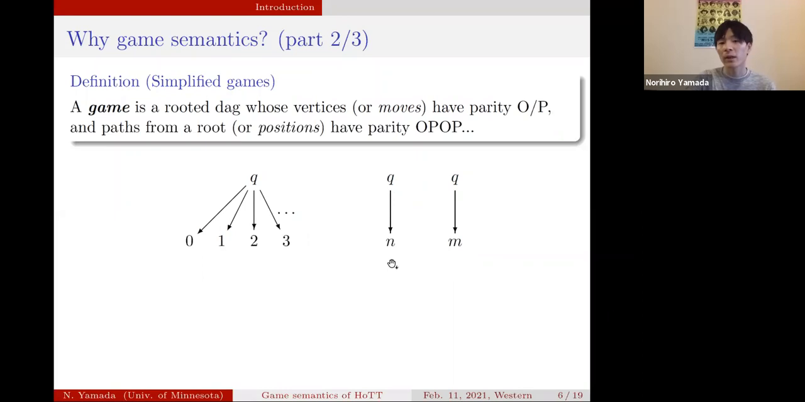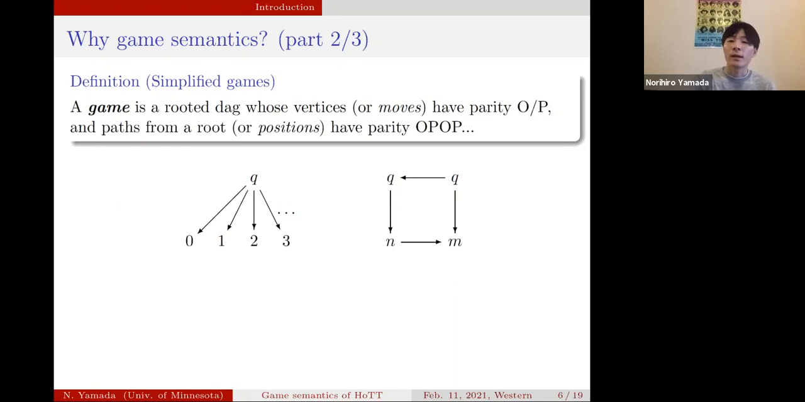Finally, we add an additional edge from every opponent move in the codomain to every player move in the domain, so this one in this case. And similarly, from every opponent move in the domain to every player move in the codomain, we also need to add an edge. And this is a game for the function type from N to N.